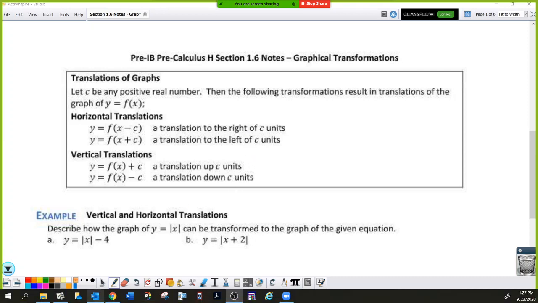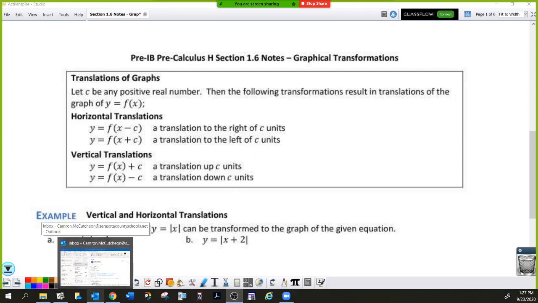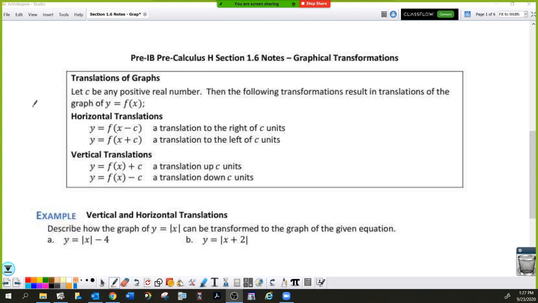Section 1.6a of a suspected A, B, and C. So I'm thinking that this is going to be a three-parter. Graphical transformations.